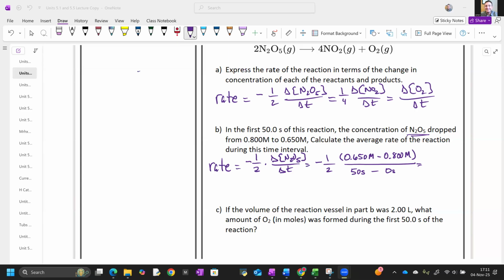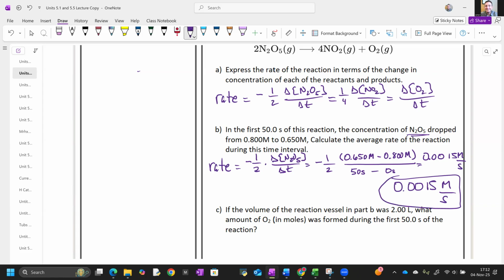And what we should get here is 0.015. Sorry, that's incorrect. Wrote that down wrong. We fix that. 0.0015. Make sure that decimal's in there. Molar per second. All right, 0.0015. Let me write that again. 0.0015 molar per second. That way it's a little more clear. And so that would be the average rate of the reaction.